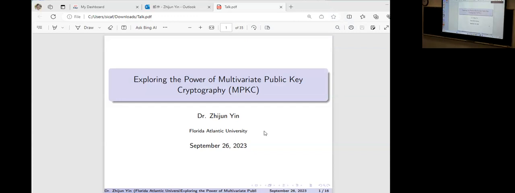Okay. So it is a great pleasure to have one of our faculty here, Dr. Zhijun, who's going to talk about exploring the power of multivariate public key cryptography, some post quantum cryptography talk. So we are all excited to have you here to talk about this very exciting development.